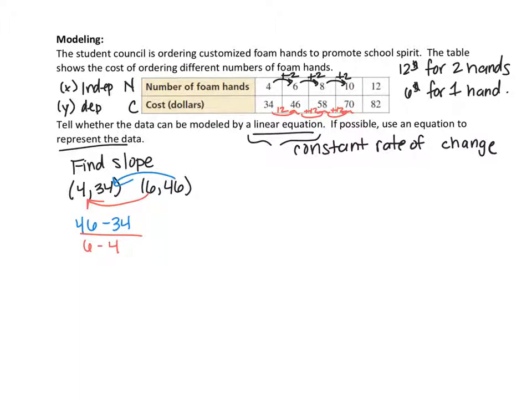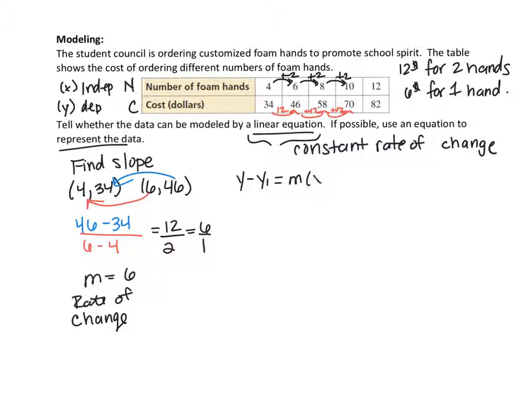So 46 minus 34 is going to give us 12. 6 minus 4 is 2, and we get the same thing we had up top. So our slope is 6, and that's the same thing as the rate of change. So now that we have the rate of change or slope, we can use our point-slope formula, y minus y1 is equal to m times x minus x1, to write an equation for this line since I don't know the y-intercept.